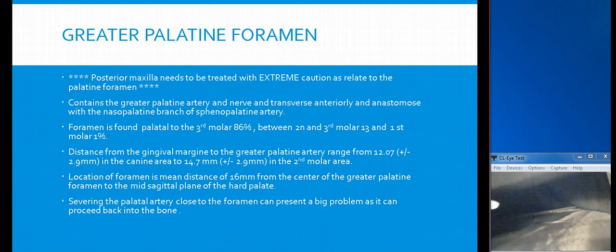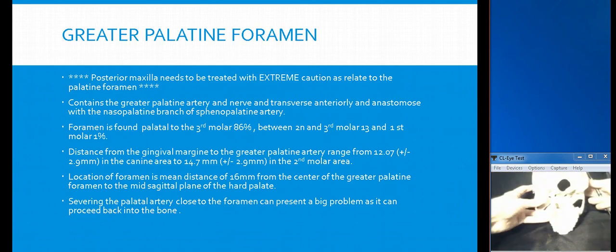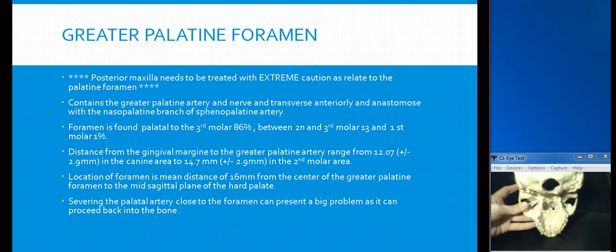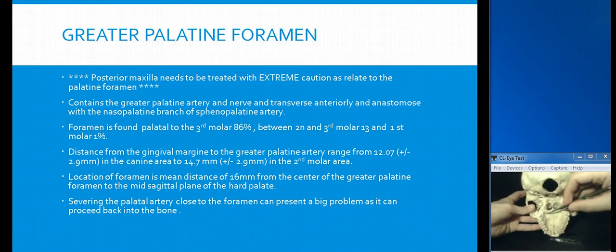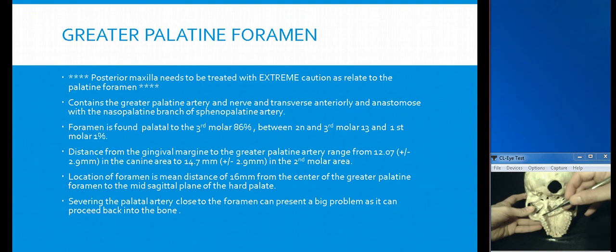So let me go back. If you're looking at the foramen itself, about 86% of the time it's at the area of the third molar. Okay, so if this is the third molar, you'll find the foramen at the area of the third molar, and only 1% of the time it'll be around the first molar. Most of the time you'll be at the third molar, then 10 to 12% at the second molar, and almost none at the first molar.